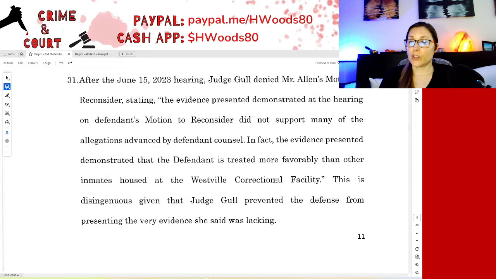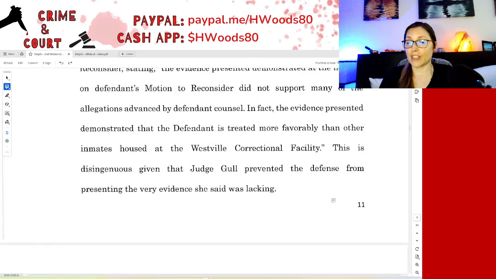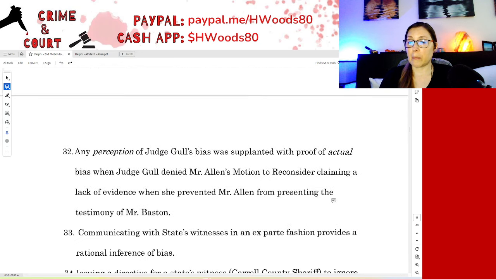Number 31. After the June 15th hearing, Judge Gull denied Mr. Allen's motion to reconsider, stating the evidence presented at the hearing on defendant's motion to reconsider did not support many of the allegations advanced by defendant's counsel. In fact, the evidence presented demonstrated that the defendant is treated more favorably than other inmates housed at the Westville Correctional Facility, and I'm only smiling because I know that's a bunch of BS. This is disingenuous given that Judge Gull prevented the defense from presenting the very evidence that she said was lacking.